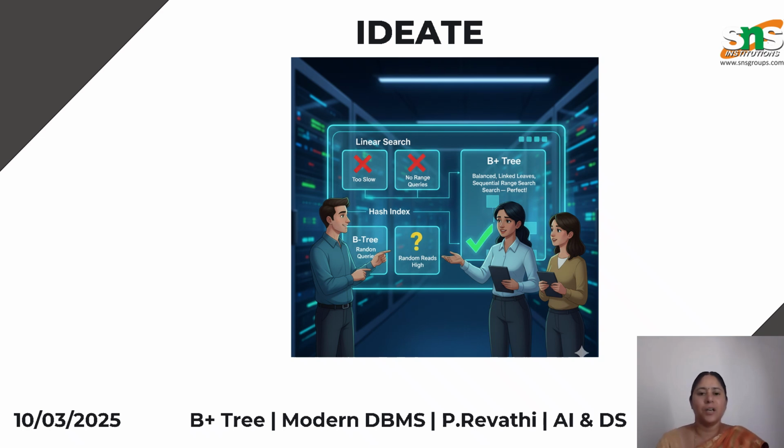The B plus tree combines the strength of the B tree with the speed of a linked list. It gives faster search, faster range queries, and efficient data access all in one structure. This is how the Ideate phase transforms a simple problem, slow search, into a smart, efficient and scalable solution.